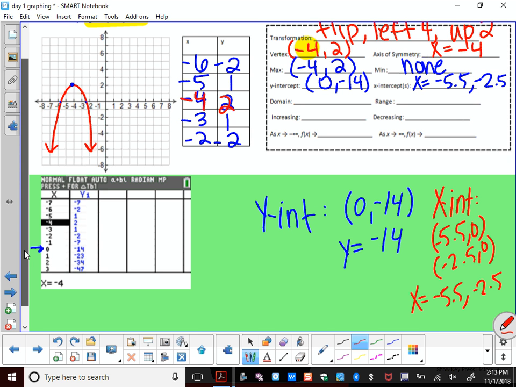Does that make sense? I know it gets tricky because you have to try to find it, but just imagine where it crosses either the y-axis or the x-axis. If that doesn't work, go to your table. Your domain will always be the same for these: negative infinity to positive infinity.